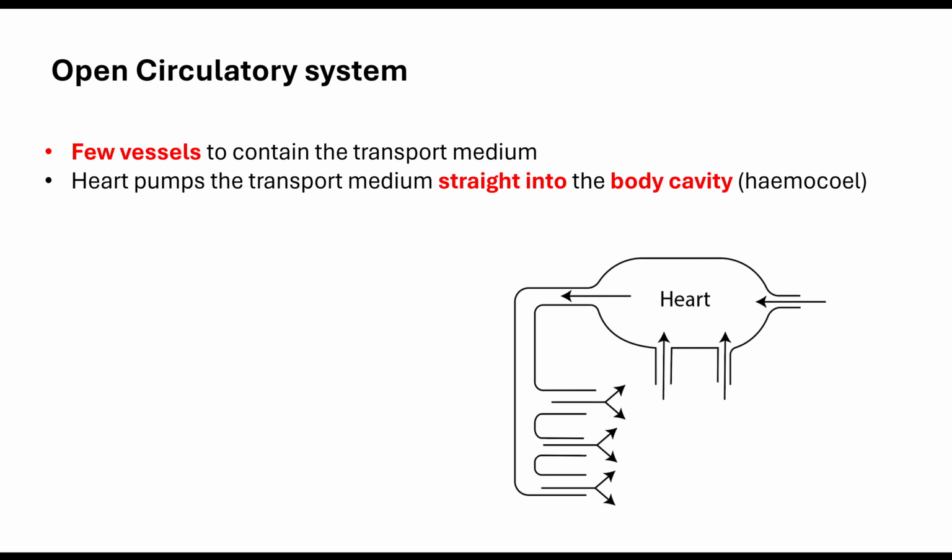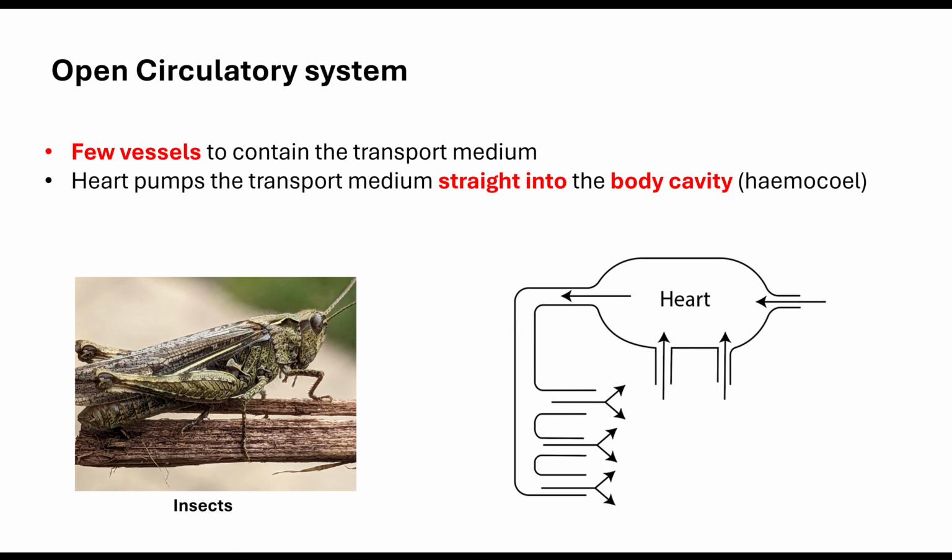So if we look at the difference between an open circulatory system, then this is a circulatory system that has very few vessels. So the transport medium is not contained within all the vessels. That's why it's classed as being open. Instead, what happens is the heart will pump that transport medium straight into the body cavity. Now, when we talk about this, we're looking normally at insects, and we know that those insects are going to have this heart that runs all the way down through their abdomen. And that therefore means that when the heart pumps, it's going to pump the fluid, which is called the hemolymph.